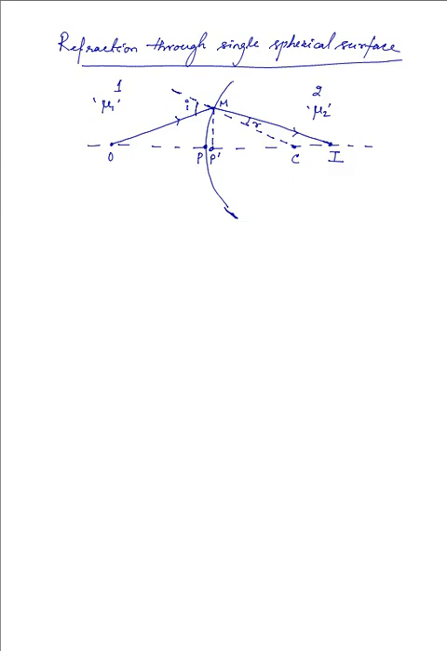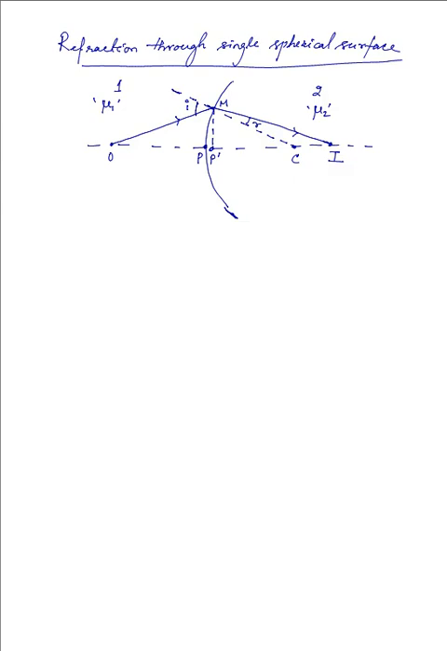So because the curvature is very low, we are considering very small or paraxial rays, or almost rays closer to the principal axis. So the angles thus involved will be very, very small.